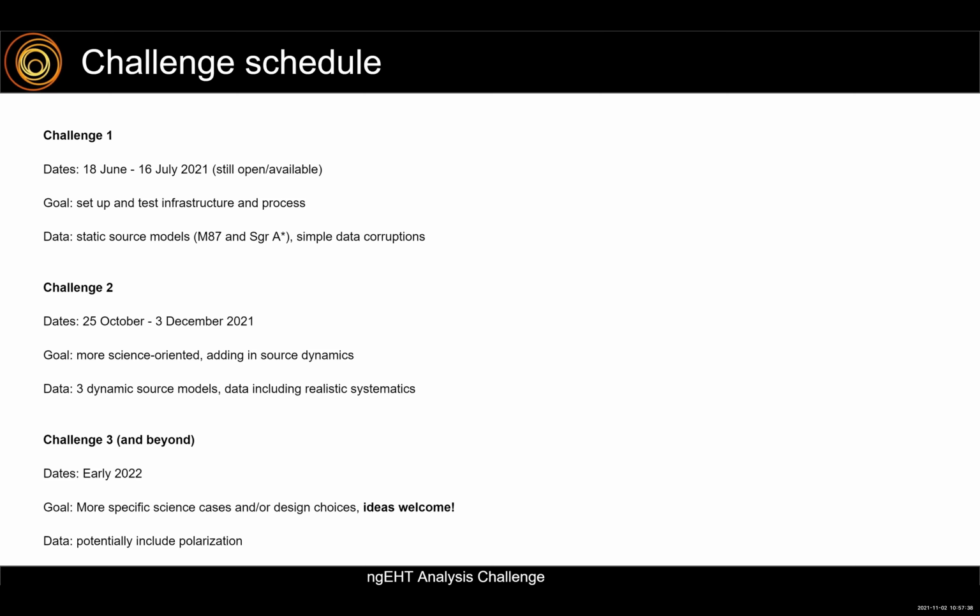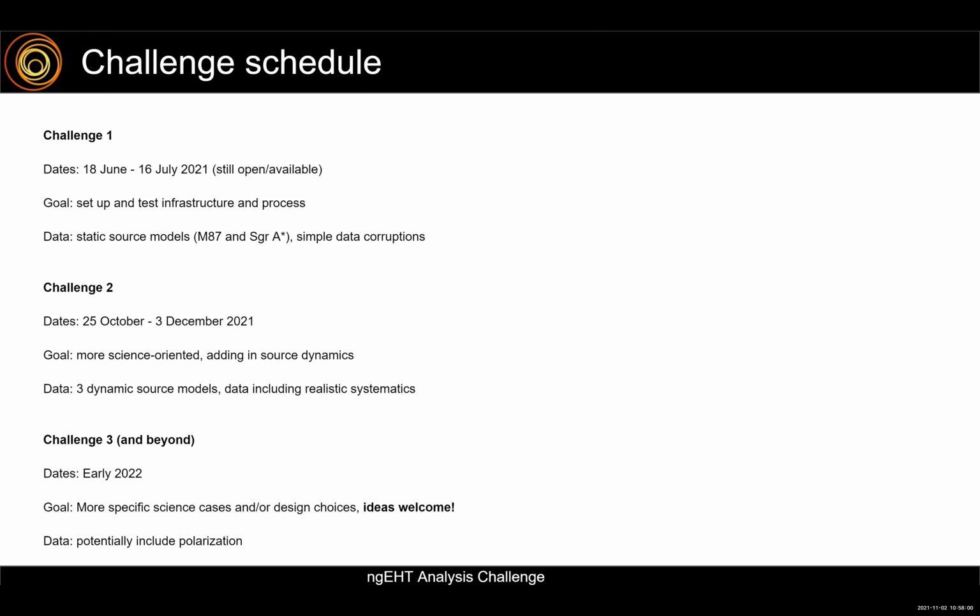And we also added a bit more realistic systematics to the data so that it's a bit more like a real data set that you would get from the telescopes. And then for challenge 3 and beyond, those will start probably in early 2022. And there we can go to more specific science cases or array design choices.